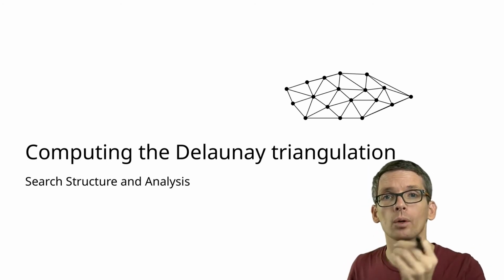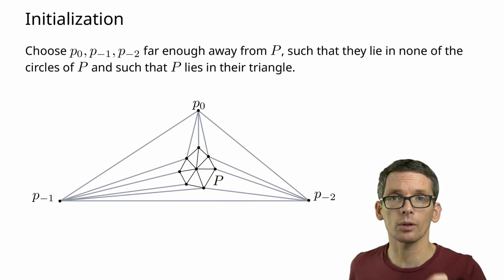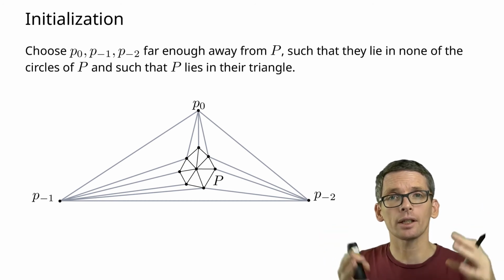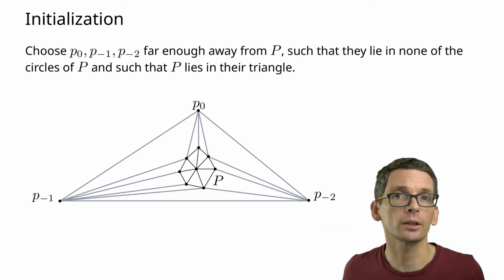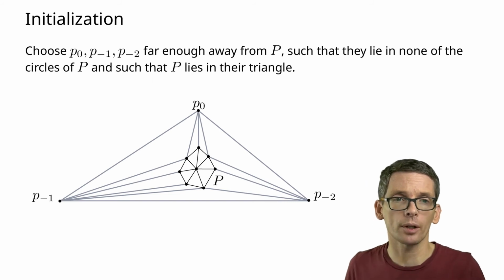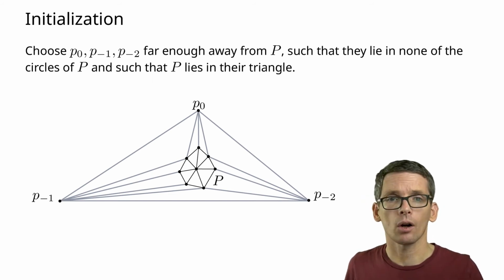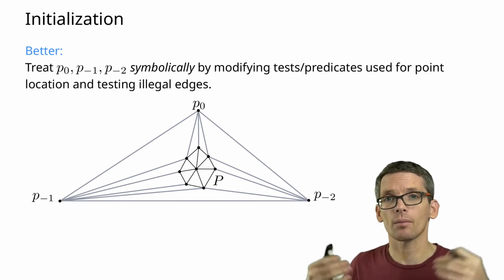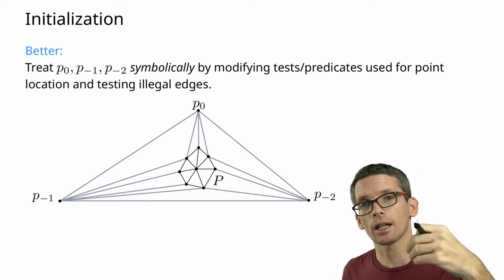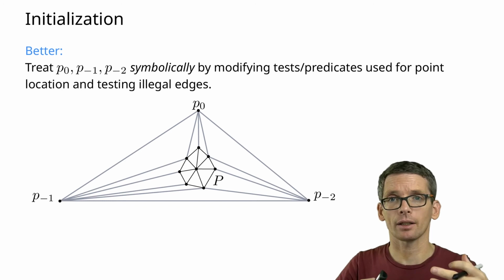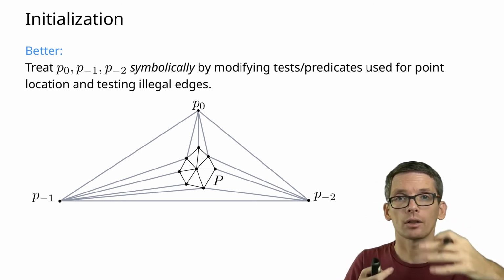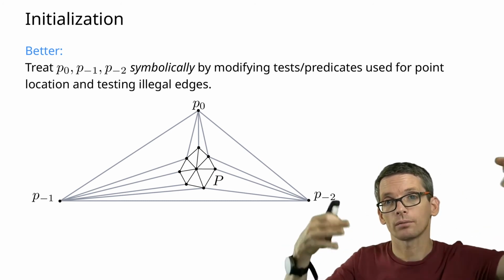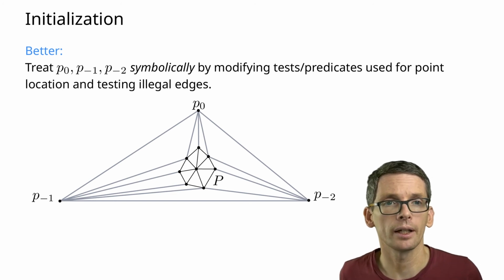So let's start with this big triangle outside. We're going to have points P0, P-1, P-2, which somehow should be far enough away so that they don't interact with the Delaunay triangulation of the point set. The safest way of doing so is to treat these points outside symbolically. So we're not actually giving them locations. We're just making sure that anytime we do a test, like whether this point is within the circumcircle of some triangle, we treat this point as being very far away. So these points will not be in circumcircles.